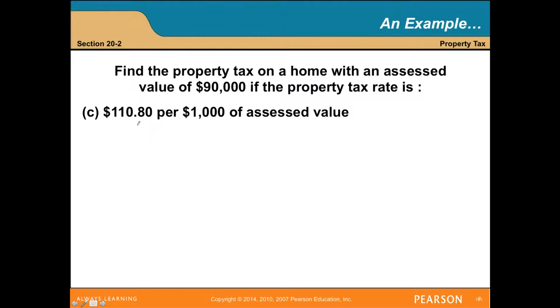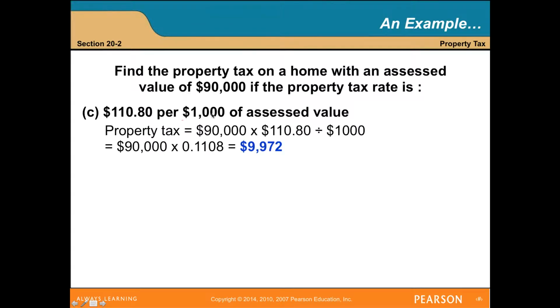Fine. Okay, so now we're doing it at $110.80 per thousand of assessed value. So these are all different types of examples because there isn't a flat way of calculating tax. It's all depending on your county, on your state, on the city you live in. So it all really depends. But these are all different ways of determining how to calculate the tax rate.